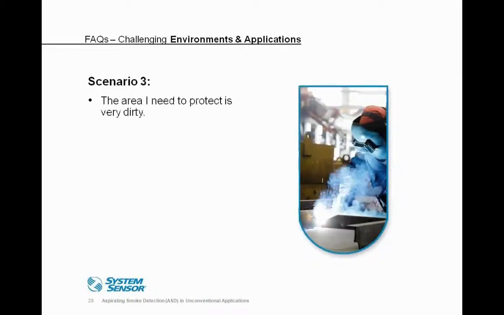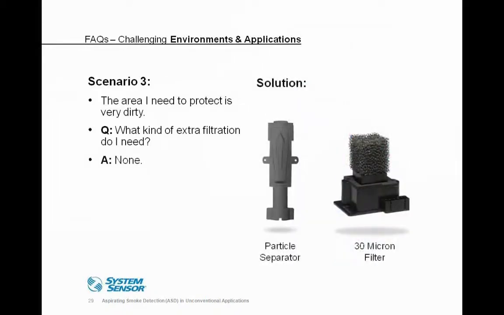Another application is areas I need to protect, as Krista mentioned, that are a harsh environment. You still need to provide smoke detection there, but it's challenging because of the airborne particulates. What kind of extra filtration do I need if I do choose to use air sampling? With FAAST, it's none. There are no additional filters needed. There are three stages of filtration built into the unit itself. The first stage is the particle separator, this item that you see on the left.